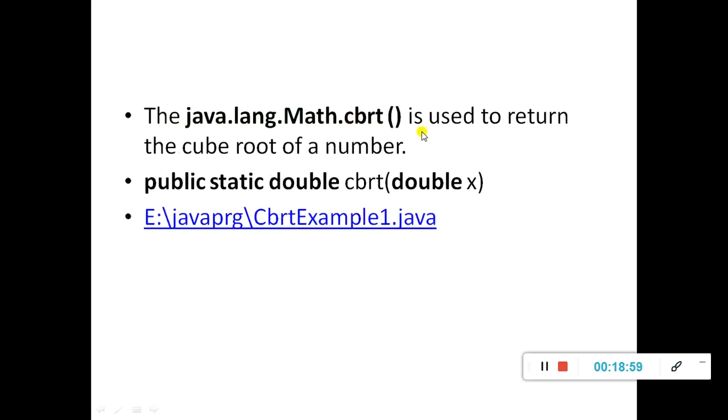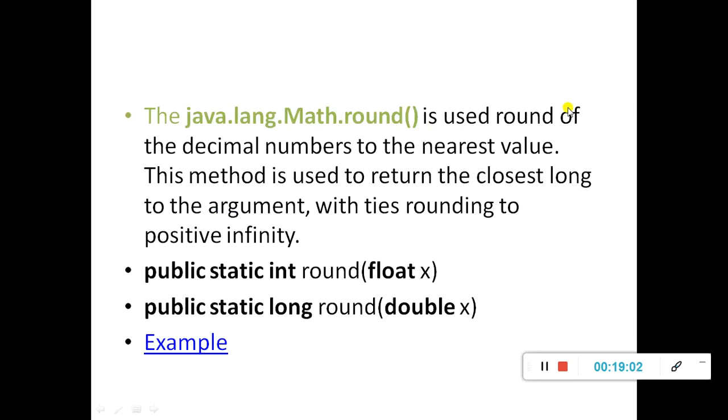Now the next is round. The round method is used to round the decimal number to the nearest value. The method is declared inside the class Math. It is again a static method. If you observe the static method, we don't need to create an object. We can directly access it with the help of the class name. So we are using these in the program by Math.round or Math.max, Math.min. Why is it happening? Because all these methods are declared inside the class Math, and are of type static.